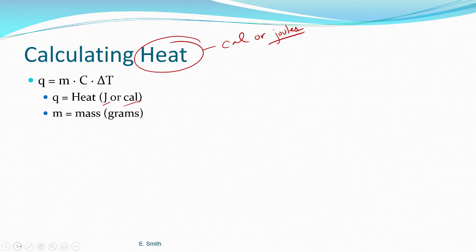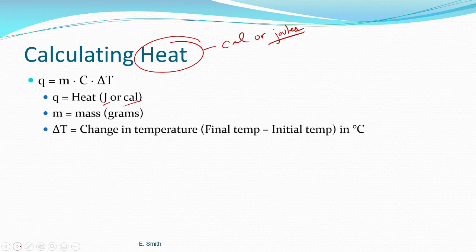Okay. Delta T means the change in temperature. And change in temperature is always the final temperature minus the initial temperature. It's always the final temperature minus the initial temperature. Did I say that enough?